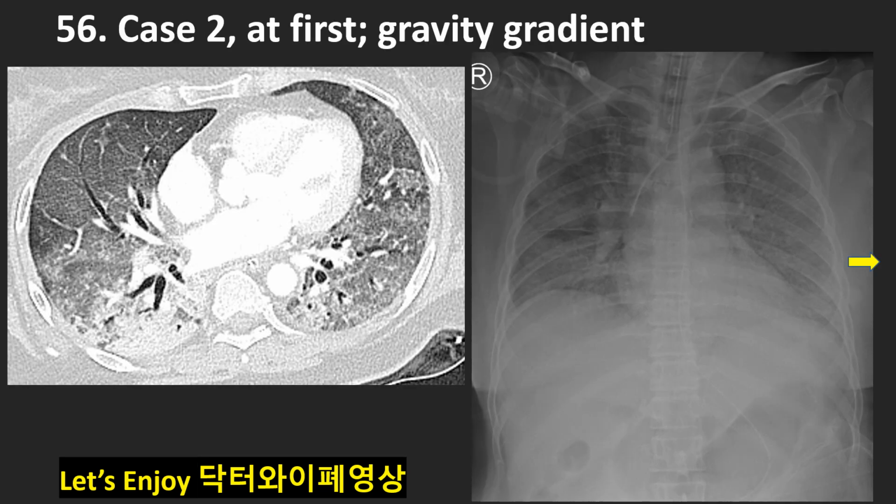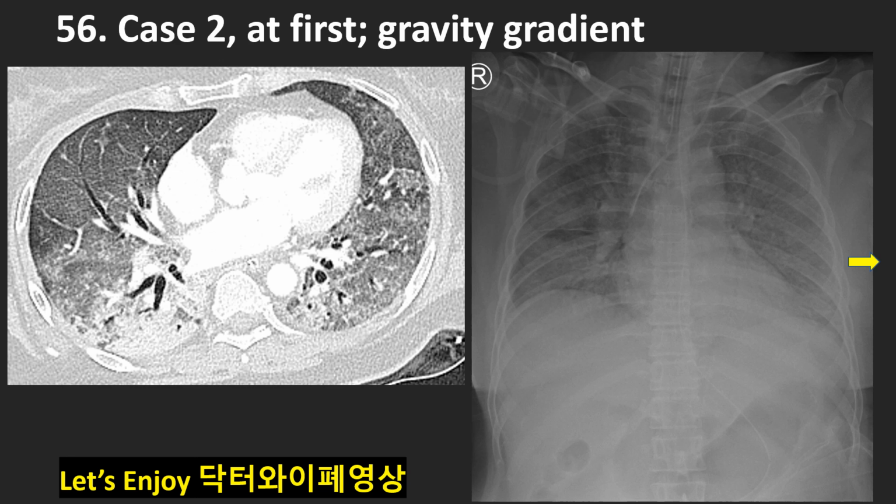Second case, the first image. On your left side, the CT axial thin section image shows bilateral diffuse ground glass opacity and posterior consolidation, which means gravity gradient. On your right side, on chest radiograph, this is an AP supine portable view: central line, endotracheal tube, Levine tube, and bilateral diffuse haziness, ground glass opacity with air bronchogram.